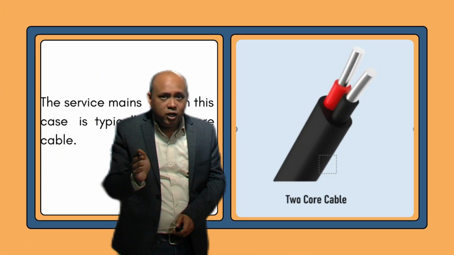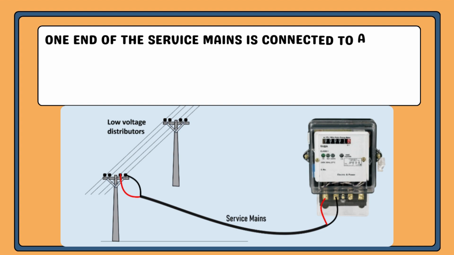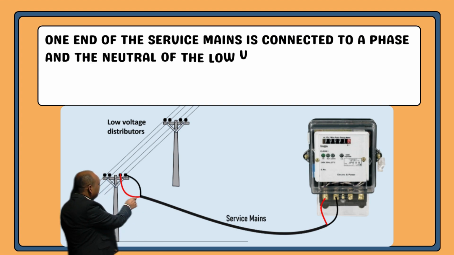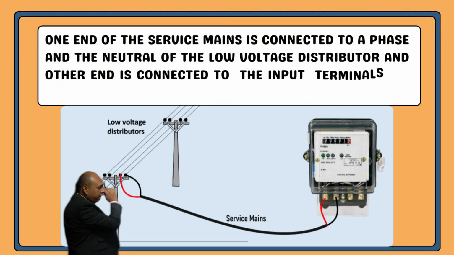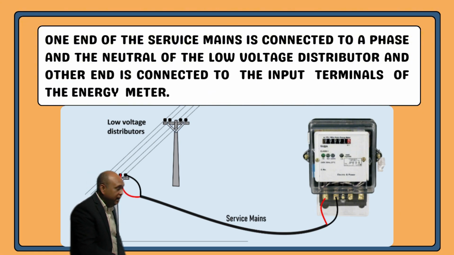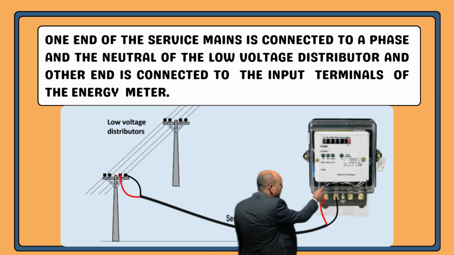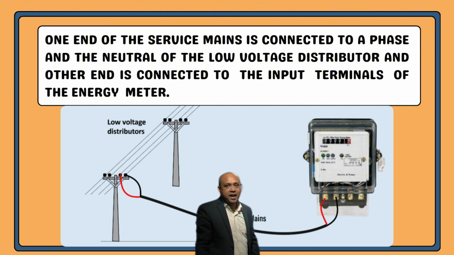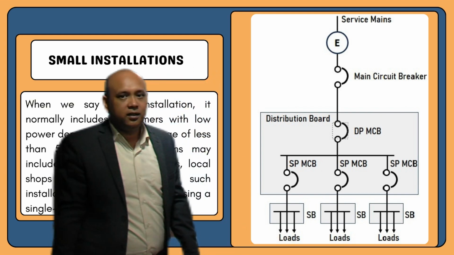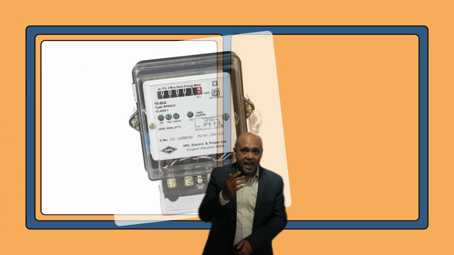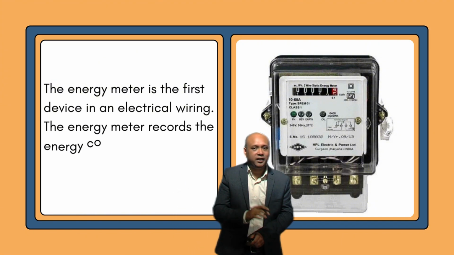So on one end of the service mains, we can see that it is connected to the phase and neutral of the low voltage distributor, and on the other end, the service mains is connected to the input terminals of the energy meter. So here, this is the input line that we are talking about. So the energy meter is the first device in an electrical wiring.